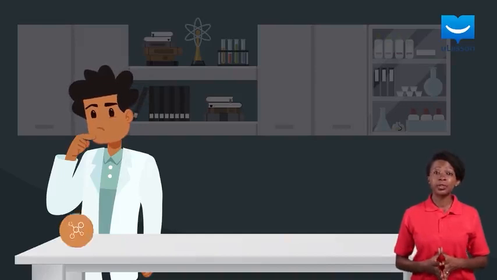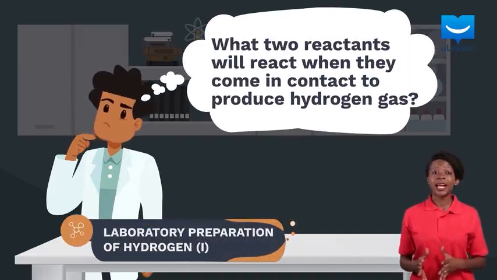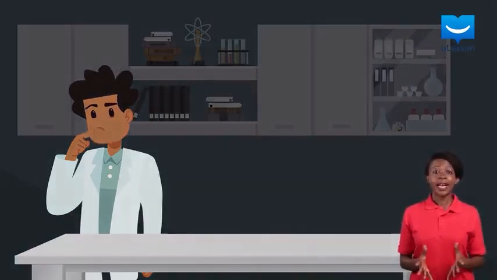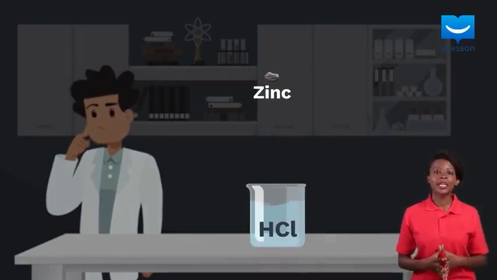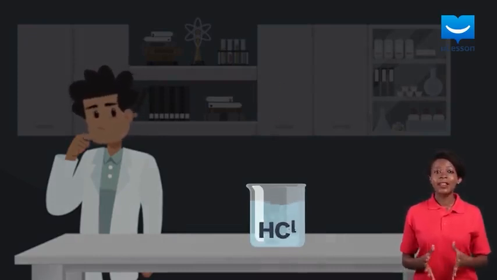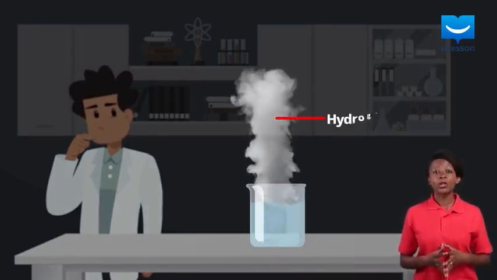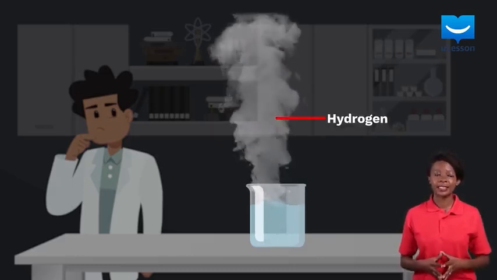As a chemistry student, if you are asked to mention two reactants which will react to produce hydrogen gas, what would you answer? I suppose that you'd mention a metal like zinc and an acid like hydrochloric acid or tetraoxosulfate 6 acid. Well, this is because in our lesson on the chemical properties of acids, you learned that metals can react with acids to give off hydrogen gas.